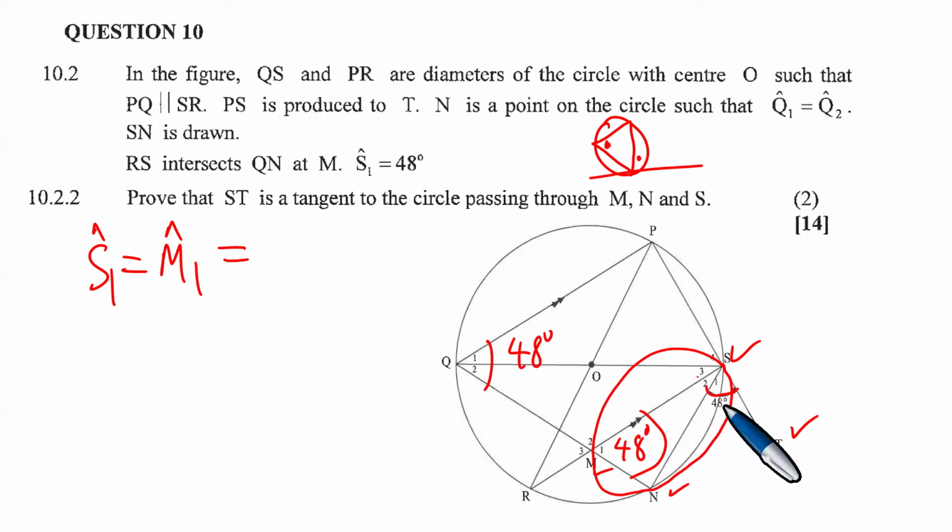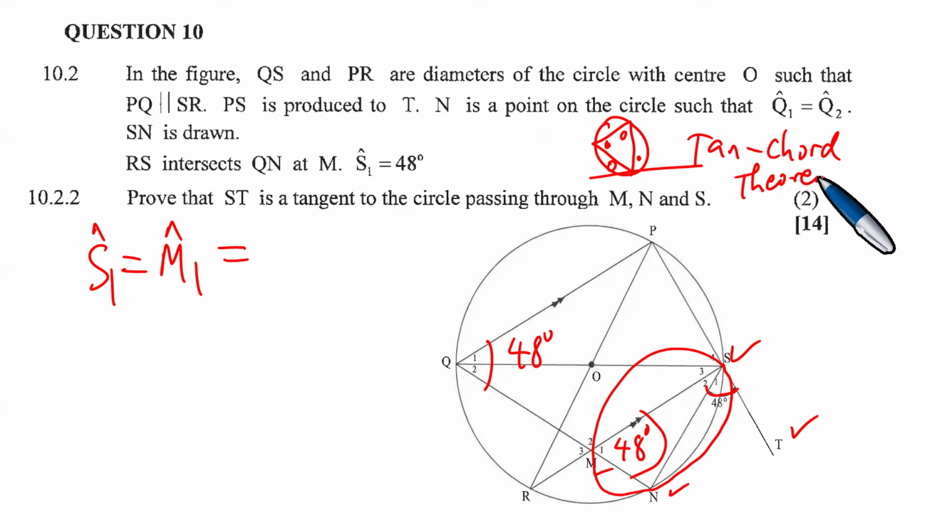If there's an angle here, it is always equal to the angle there. This is called the tan-chord theorem. It's a theorem, guys. You have not seen it in class yet; there are many theorems I'm still going to prove, so please stay tuned. The examiner gave 48 degrees, and this one is also 48 degrees. Therefore angle S1 is equal to angle M1, and they are both equal to 48 degrees.